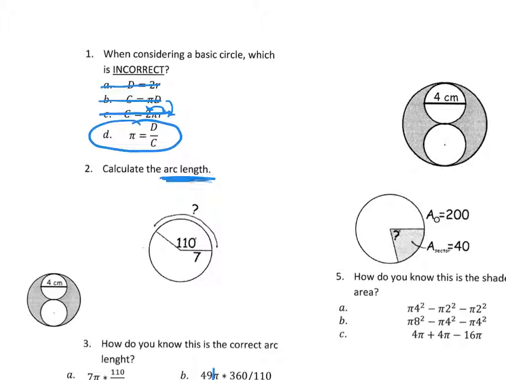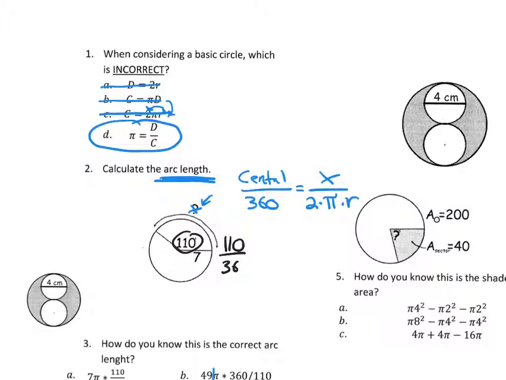Okay, calculate the arc length. We're going to use that formula that we learned about a couple of days ago, where we're going to take the central angle divided by 360, set it equal to the arc length that we're looking for here, which is x. And for the arc length, we're going to use 2 times pi times r. All right, so let's go ahead and plug these numbers into that formula. Our central angle is 110, so we do 110 divided by 360 equals x over parenthesis 2 times pi, or 3.14, times our radius for this is 7.